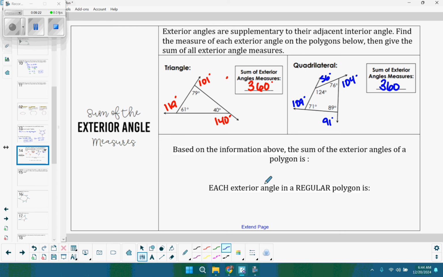Even though these shapes had different values for the interior angles, right? The interior angles in a triangle added to 180, and the interior angles in a quadrilateral added to 360, but both of them had the exterior angles sum to the same thing. So based on the above information, the sum of the exterior angles of a polygon is 360, and for each exterior angle in a regular polygon, if there are n exterior angles and they're all the same, we could divide 360 by n. So each equals 360 over n, and the sum equals 360.